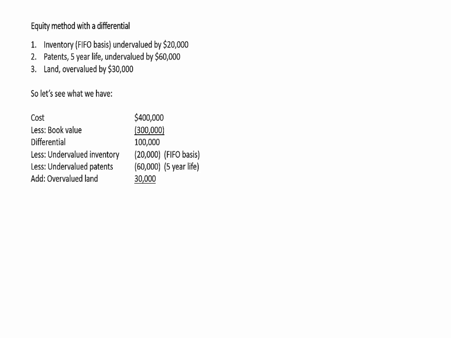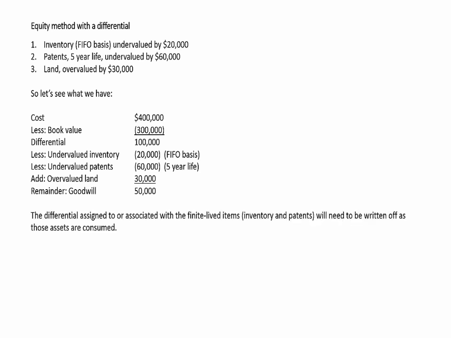So those were our three misvalued assets. And whatever's left, if it's positive, it's goodwill. That means that there's some premium that we didn't explain. It must be attributable to something. If it's negative, then we're going to call that a bargain purchase. So in this case, we have $60,000 of goodwill.